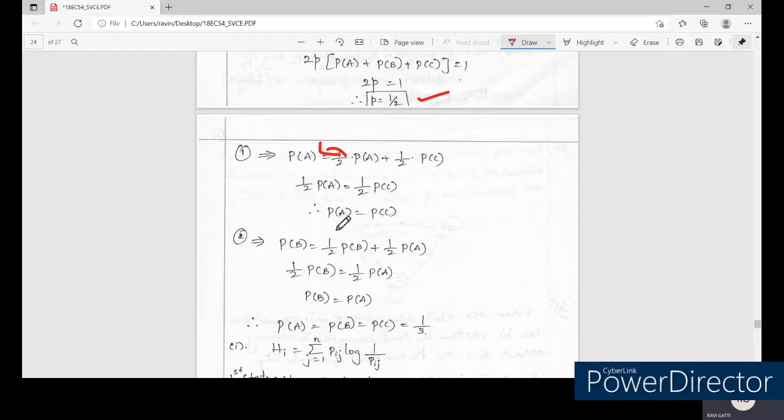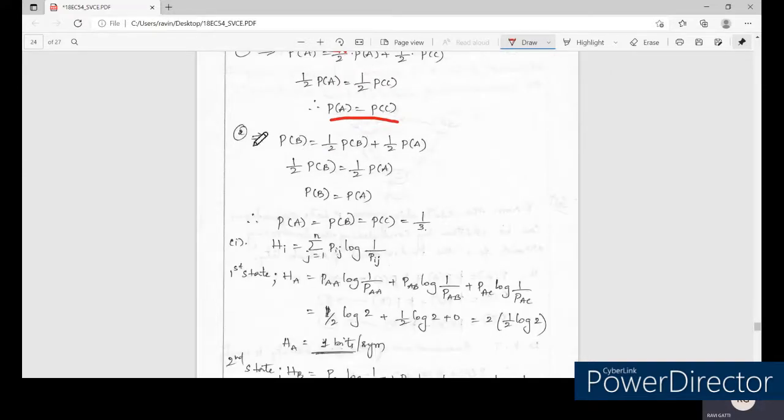So we can arrive at an expression that the probability of being in state A is equal to the probability of being in state C. Similarly, for the second equation, if I consider P of B is equal to 1 by 2 P of B plus 1 by 2 P of A, you'll be getting half P of B is equal to half P of A. That is nothing but P of A, which will be equal to P of B.